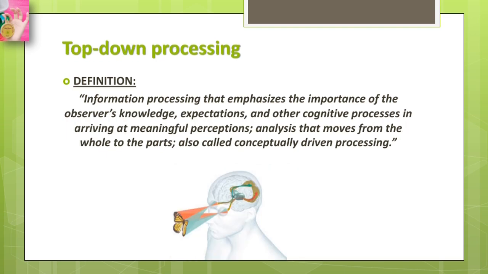But as we interact with our environment, many of our perceptions are shaped by top-down processing, which is also referred to as conceptually driven processing. So top-down processing is information processing that emphasizes the importance of the observer's knowledge, expectations, and other cognitive processes in arriving at meaningful perception. Analysis that moves from the whole to the parts, also called conceptually driven processing.